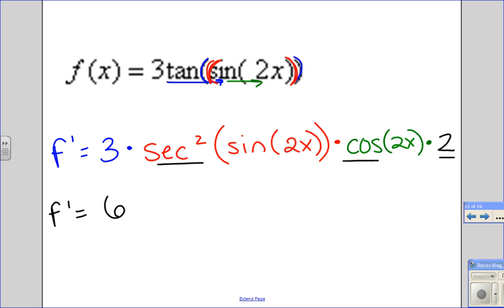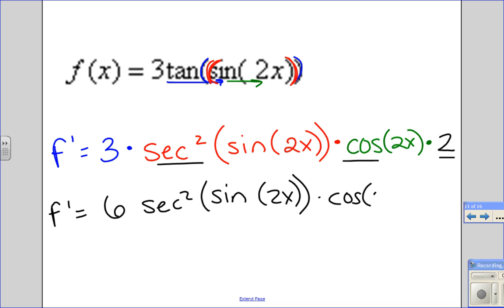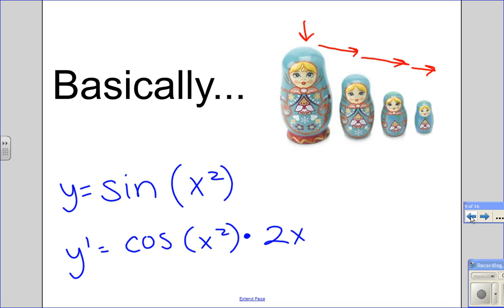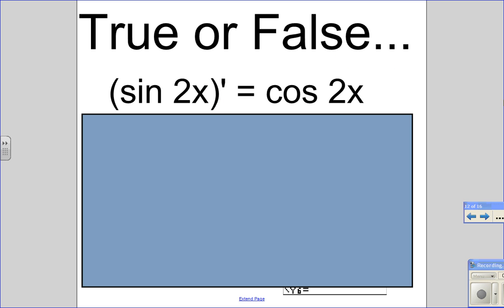would look like this. It would be a 6 secant squared, excuse me, can't touch the inside of the function, so secant squared of sine of 2x times cosine of 2x. I work my way from the outside in to the innermost part of this function. Kind of like Russian nesting dolls. Okay, that's super important when you're working through trig functions, working your way from the outside in.